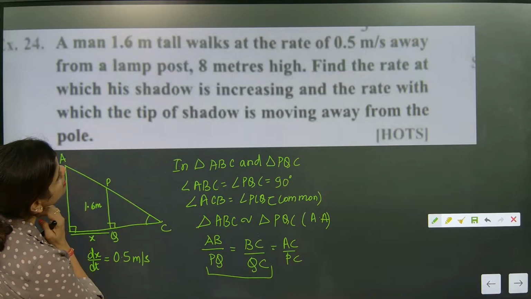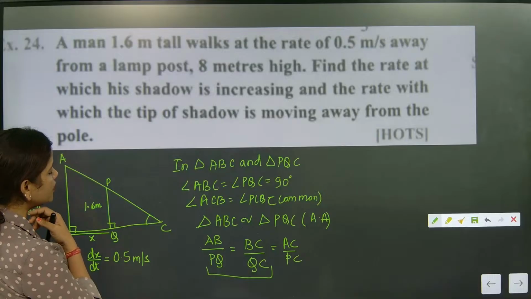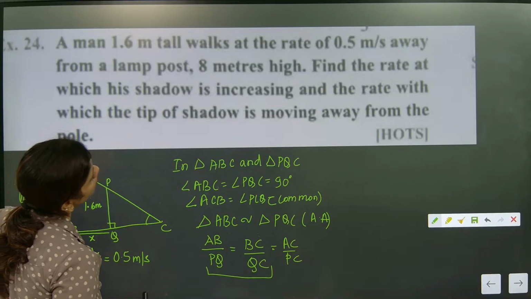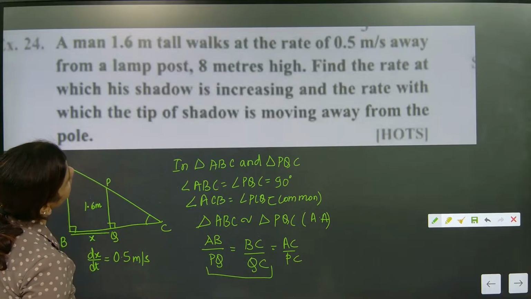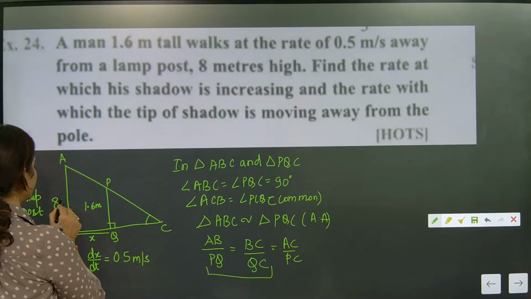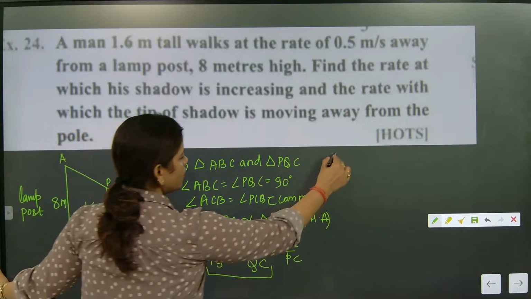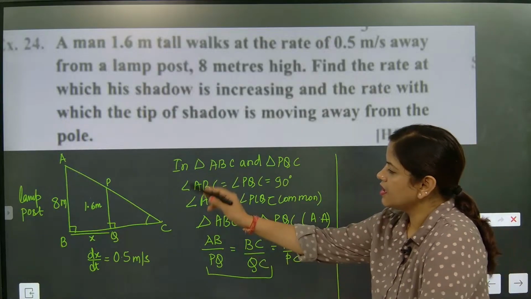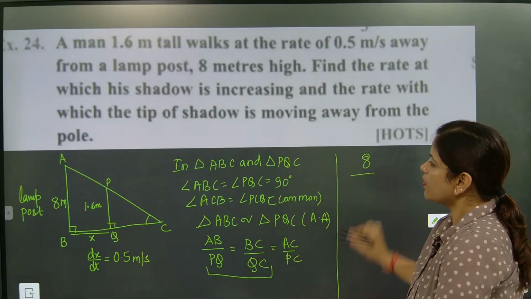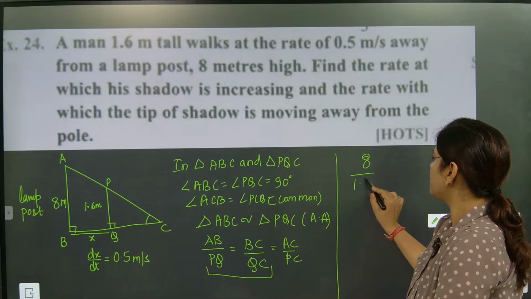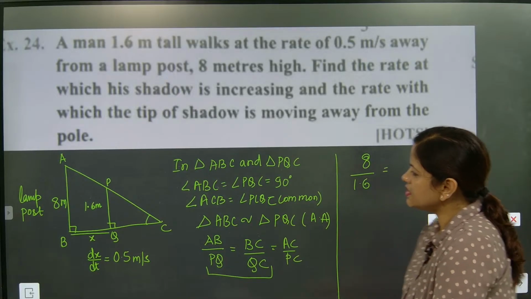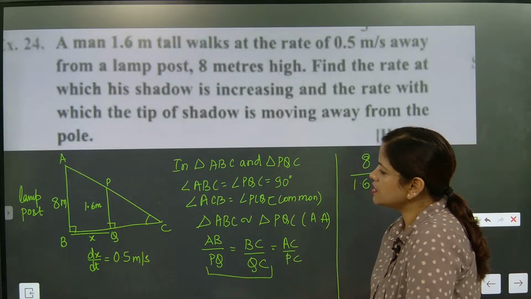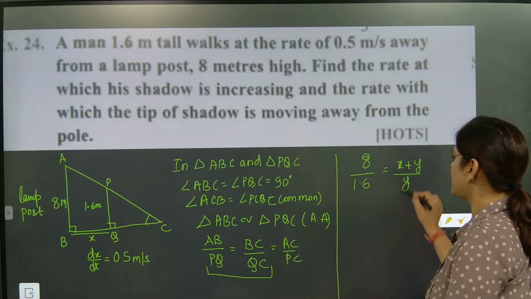AB is the lamp post. We don't know the length of the lamp post, so please check this out. They're telling that a man walks away from a lamp post 8 meter high. So lamp post height is 8 meter. I'm writing everything, I'm not leaving anything. So lamp post is AB, which is 8. PQ is 1.6, is equal to BC, which is x plus y, and QC is exactly y. Understood?